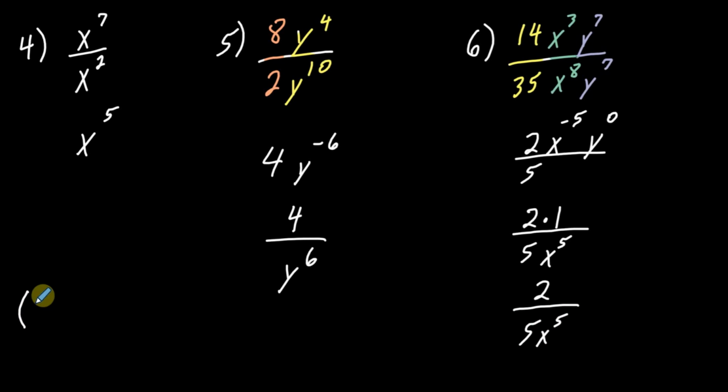A little side note here. What if we have negative 3w to the 99th power, z to the negative 50th power, all of that in parentheses, all of that raised to the 0 power? Well, it really doesn't matter what's in here. It's all being raised to the 0 power, so that's just going to be 1.